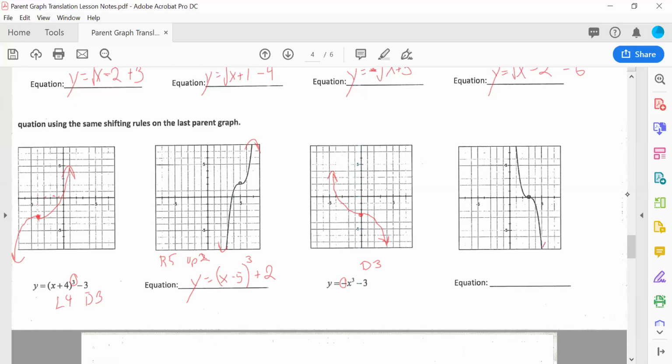This graph is also going down to the right. It's also going up and to the left. So it's going to be y equals negative parenthesis cubed. And we are going what here? We're going to the right 3 units. So that's going to be x minus 3. Is it moving up or down at all? No. So guess what? We're done.